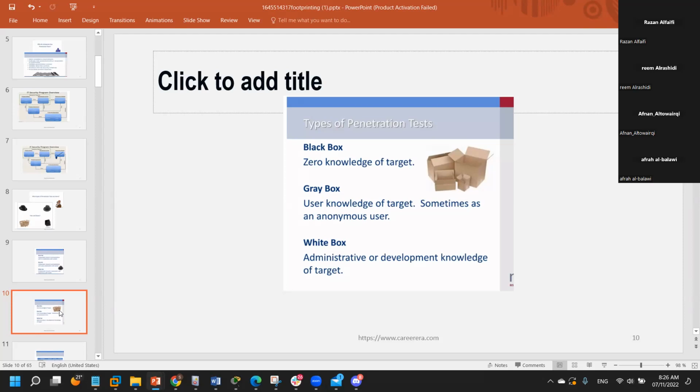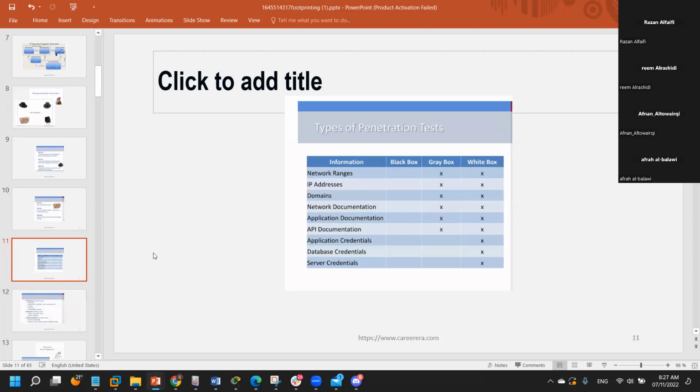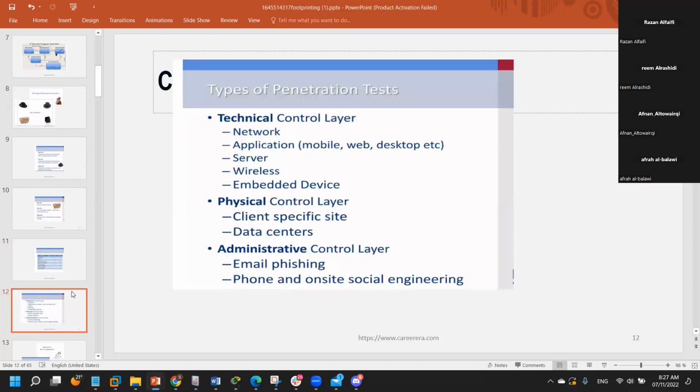In a gray box, we give him some information that he can easily gather about us. So we give him a shortcut to start his penetration testing right away. So this is the difference between the black box, gray box, and white box. Here is also a diagram showing the white box, gray box, and black box, and you can see what kind of information I'm sharing with my penetration testers before they start the attack.